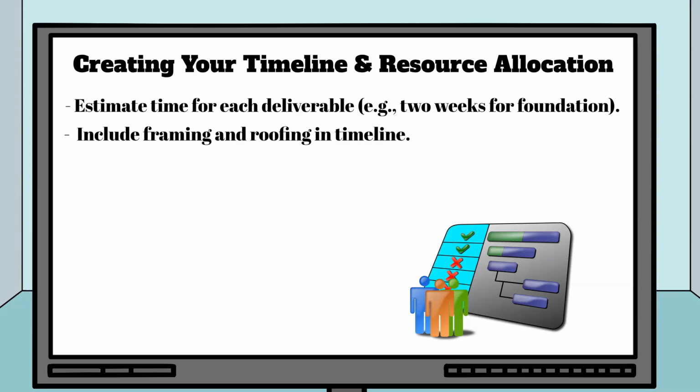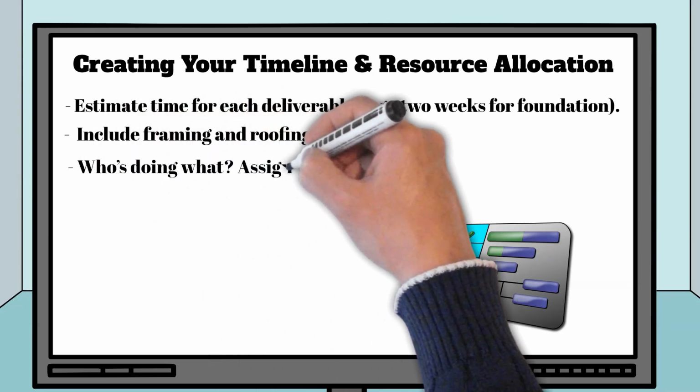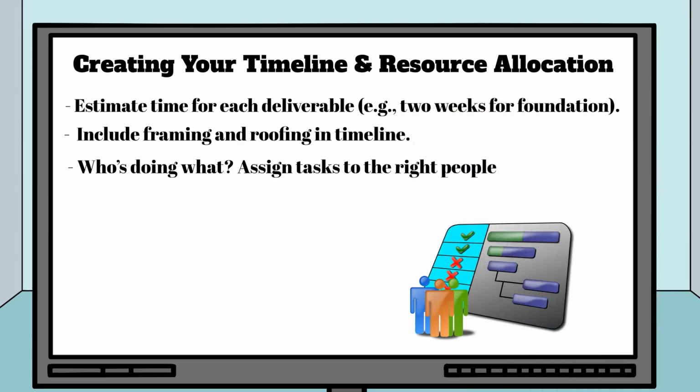Resource allocation. Now, think about your team. Who's going to do what? Maybe you have a crew that specializes in framing, while another team handles the roofing. Assign the right people to the right tasks. Your goal here is to make sure each task is completed on time and by the right people. Misestimating either time or resources can lead to delays or budget issues. Once you have a clear timeline and your resources assigned, you're ready to move on to cost estimation.